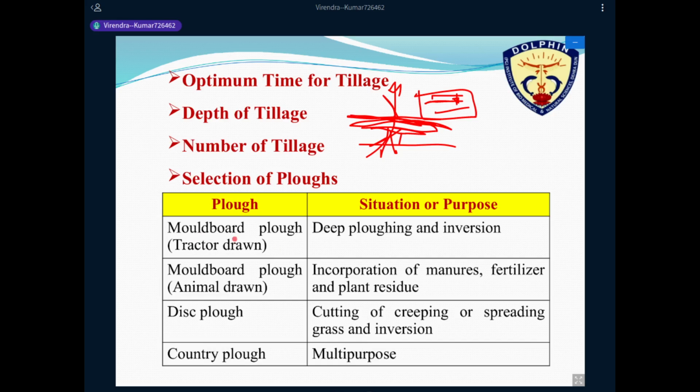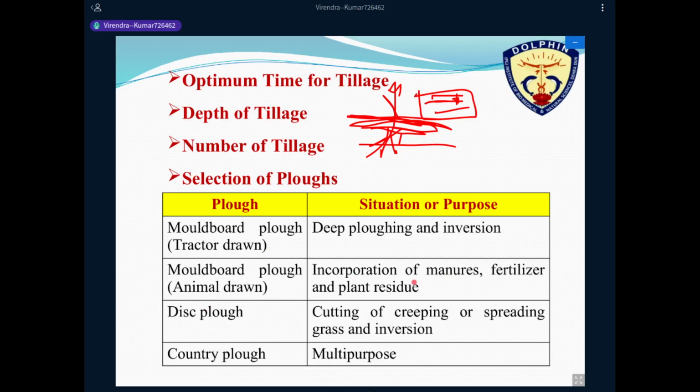So you can say that the moldboard plow, tractor drawn, is used for deep plowing and inversion. It means the moldboard plow is mostly used for deep plowing, inversion of the crop residue, and uprooting the weeds.